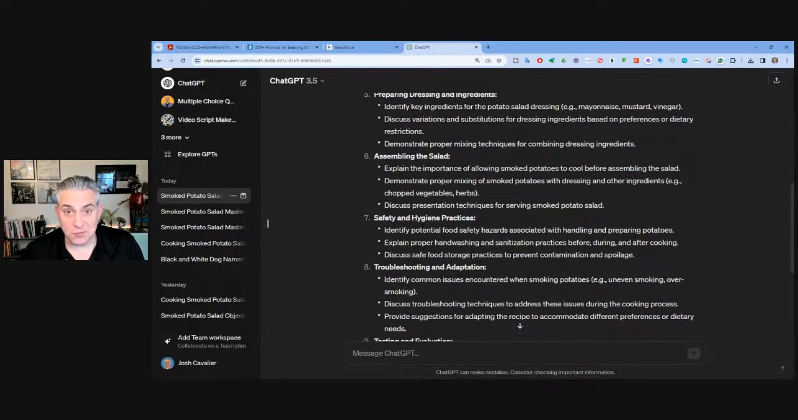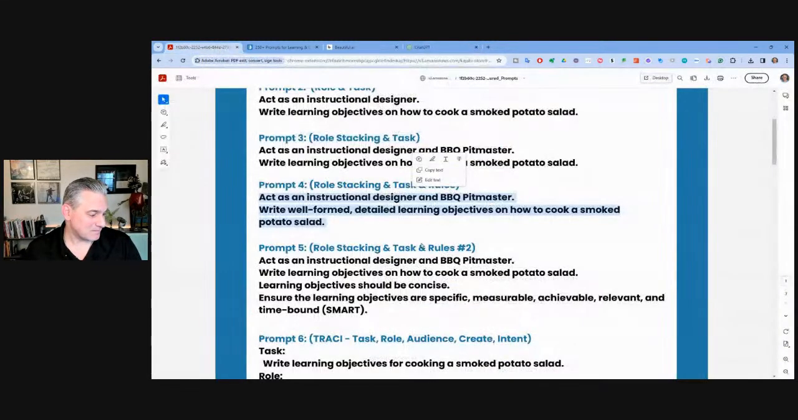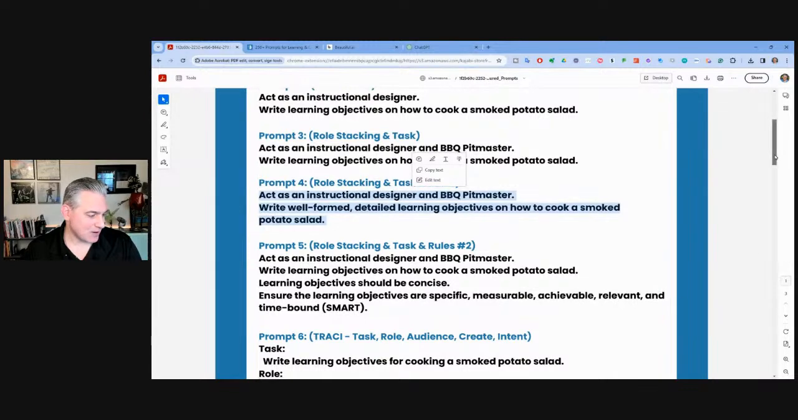I'm personally looking for individual sentences here, but I'm not seeing that. I'm seeing bullet points, right? But again, it's starting to form and we are making progress. Let's take a look at the next prompt. So the next prompt, sorry about that, prompt number 5.